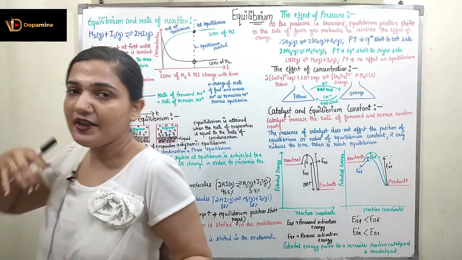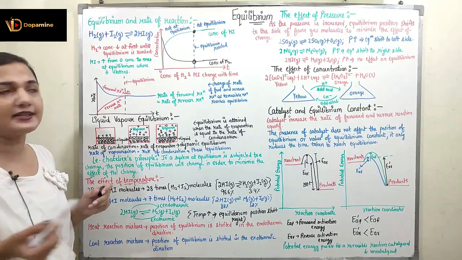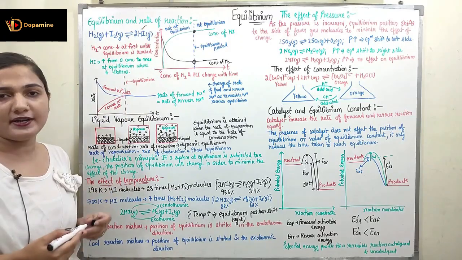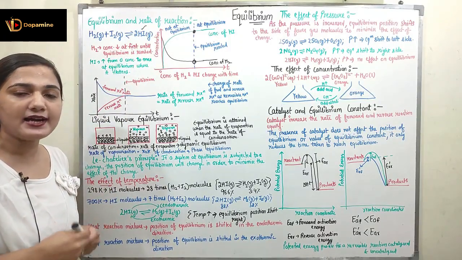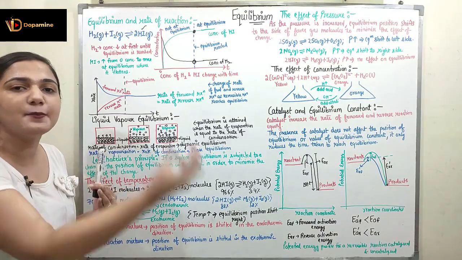Now here if I see the reactants, what are the reactants? H2 and I2 are the reactants. If I see the product, this is my product. So what will happen to the reactants? Initially I have only the reactants. Reactants will react and the product will form.